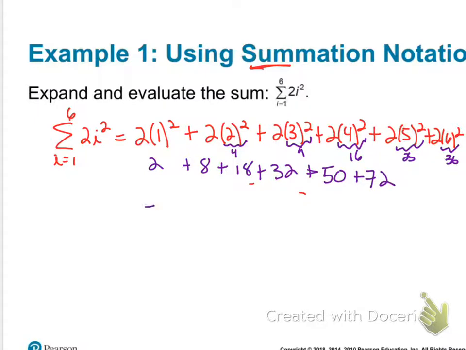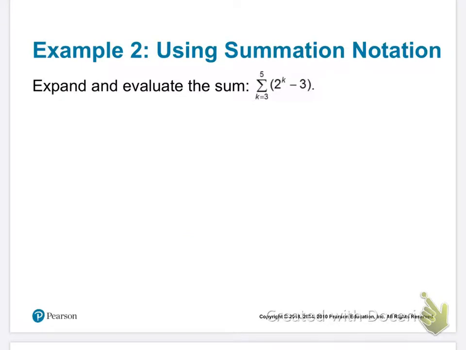And then we're going to use our calculators to add these up. So I have 2 plus 8 plus 18 plus 32 plus 50 plus 72. 182 is my value. So again, we started with our index at 1, and we built our way up to 6. Here's another expand and evaluate the summation.